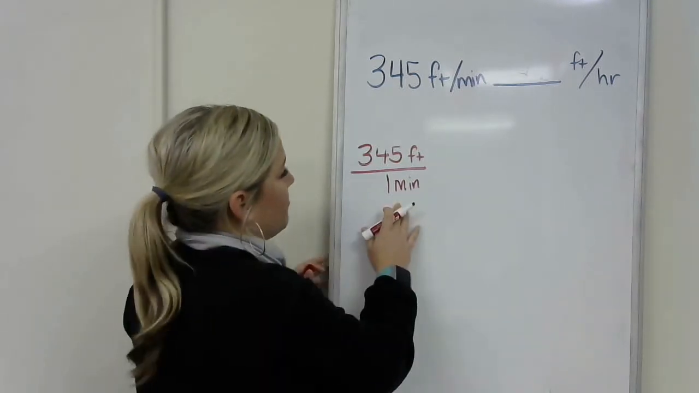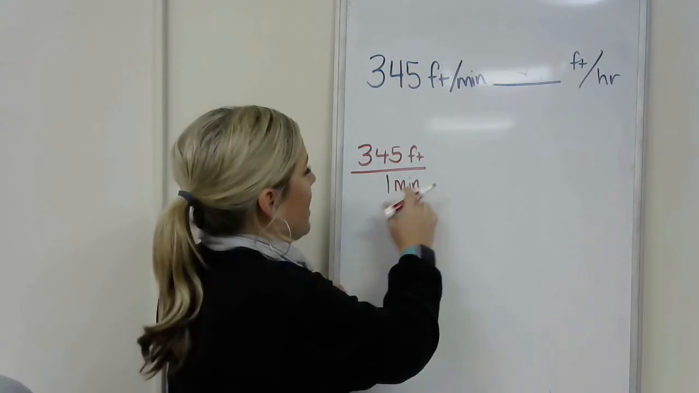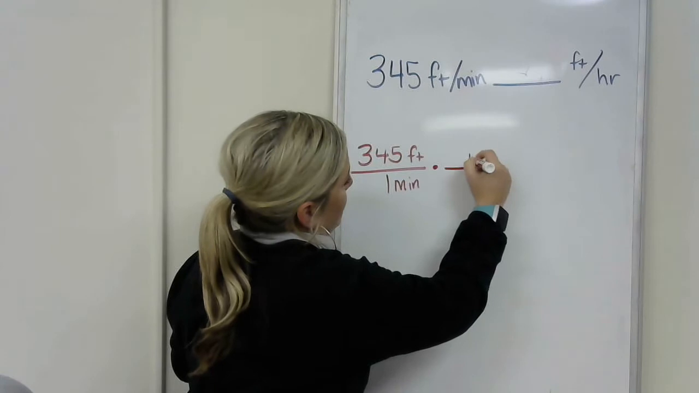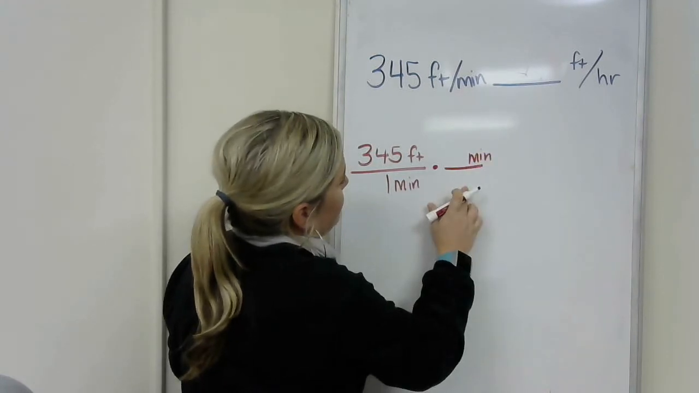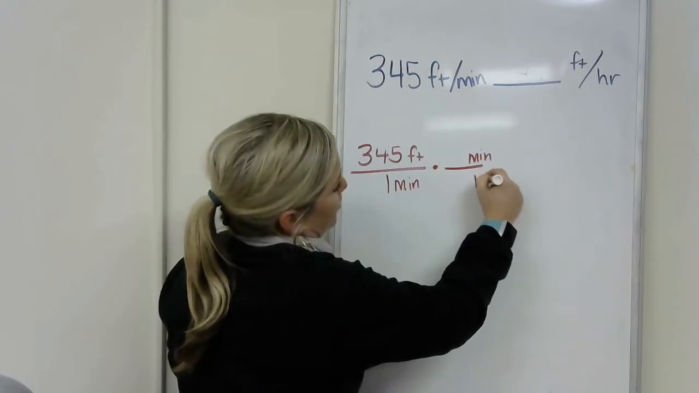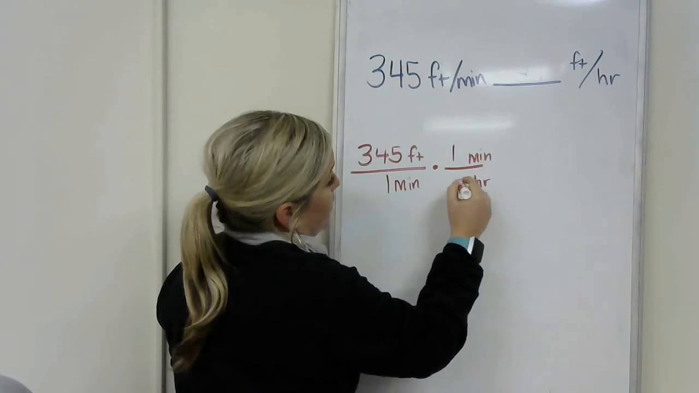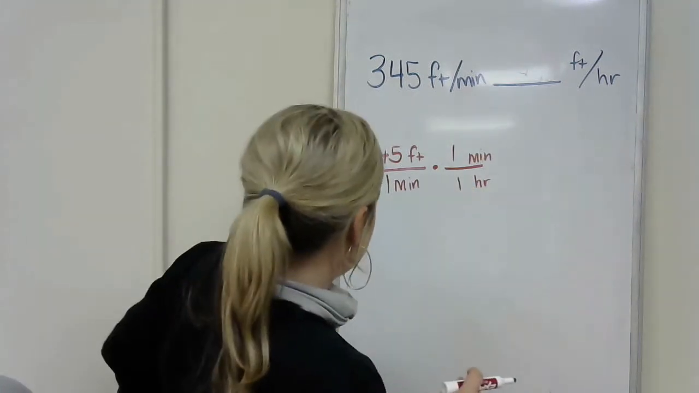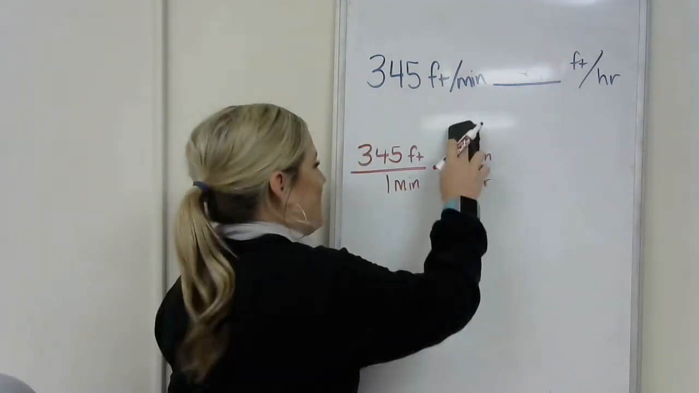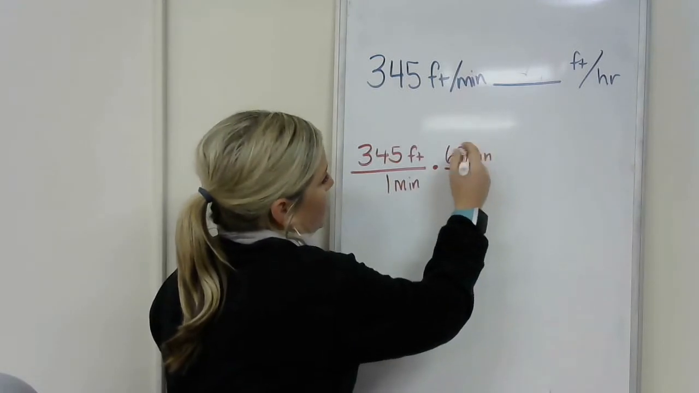Now, my goal is to get feet per hour over there. So I have feet on top and I have minutes here. I need to get rid of this minute. So I'm going to have to put minutes on top, and I can put hour down here, minutes per hour. So there's 60 minutes per hour. So you go 60 minutes, 1 hour.